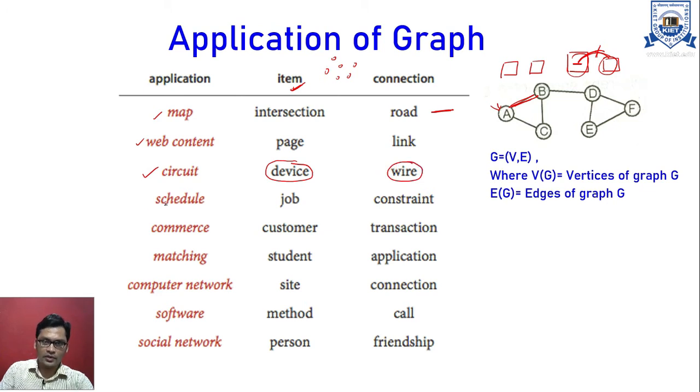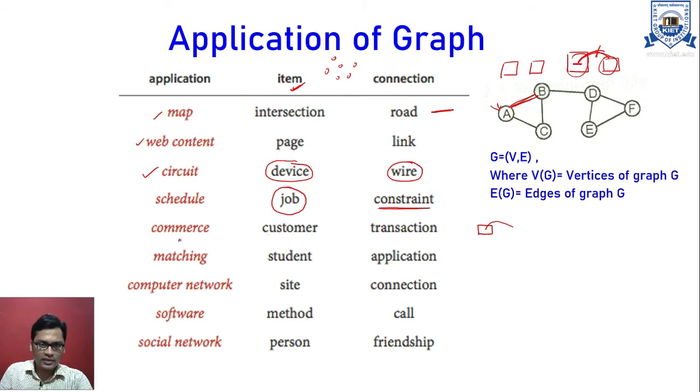In a digital circuit, devices are considered as nodes and wires are edges, right? Okay. In scheduling, for example, suppose I'm going to create a timetable of the class. Different subjects in the timetable are considered as jobs, a job meaning a node, right? And there are some constraints at the time of designing the timetable, for example a particular lab will be after lunch. So constraints are the connections, the edges, okay?